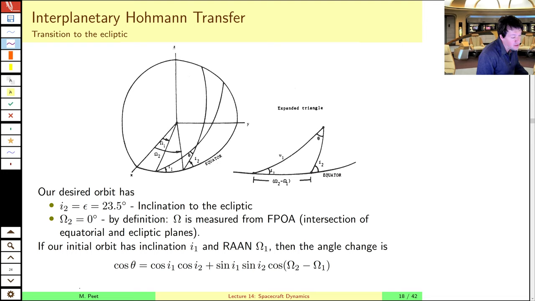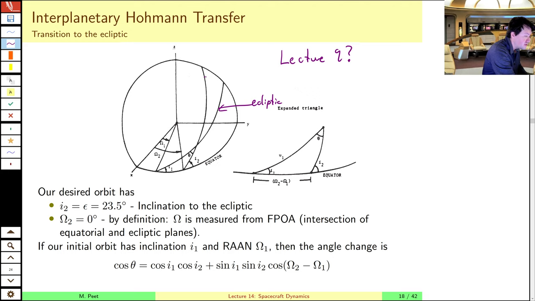So again, lecture nine, question mark, because I'm not absolutely sure about that. Ecliptic. Orbit, initial orbit.